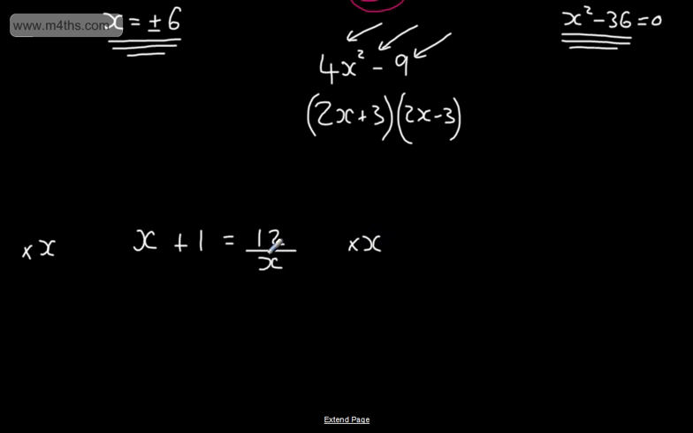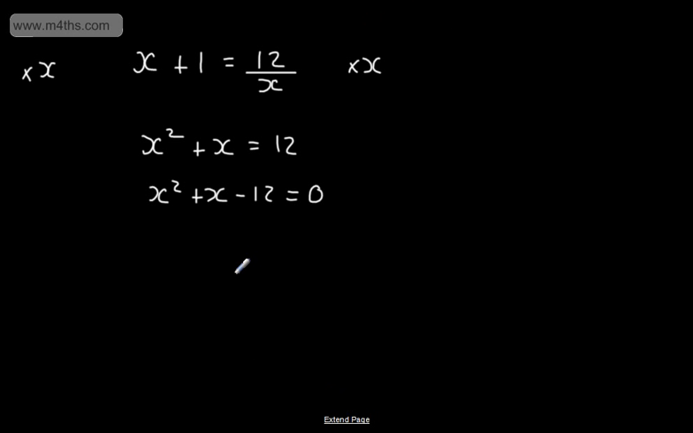If I do that, I'm going to have x times by x, which is x squared, plus 1 times by x, which is just x, and then that's going to give me 12. If I multiply 12 over x by x, I just get 12. I'm going to subtract 12 from both sides. X squared plus x minus 12 is equal to 0. Now I can look to factor this.